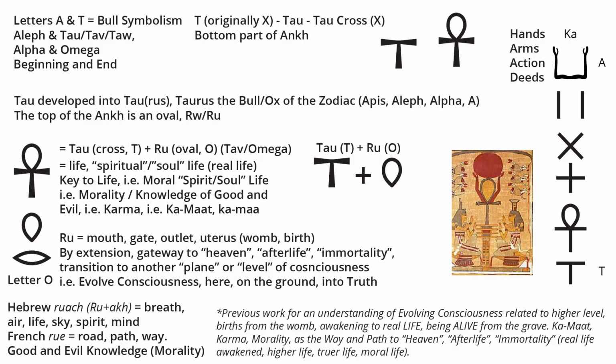If you look at Ruach as the definition of breath, air, life, sky, spirit, mind, and you look at, again, Ru, and the French rue, and how Ru is road, path, and way, is Ruach, is the breath, air, life, sky, spirit, mind. It's symbolic of higher consciousness, of God consciousness, of the road towards that way of breathing, aspiring, breathing towards that higher consciousness, the knowledge of good and evil, morality. That's what leads you to that higher consciousness. You require the knowledge of good and evil and morality.